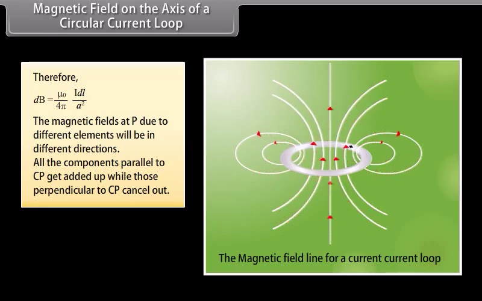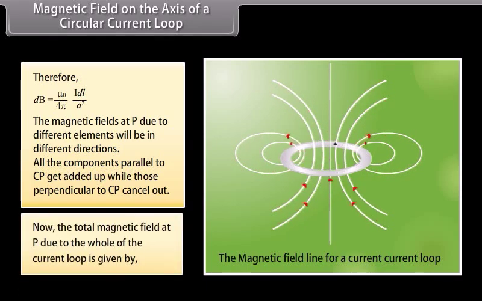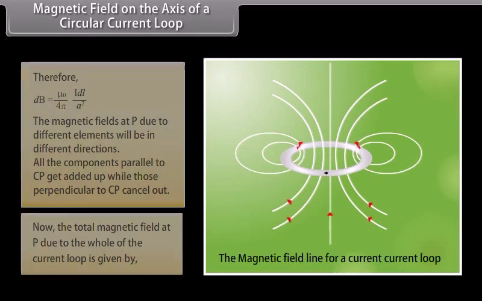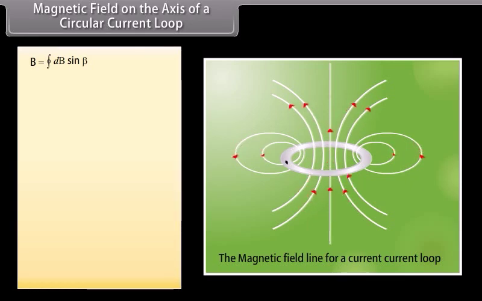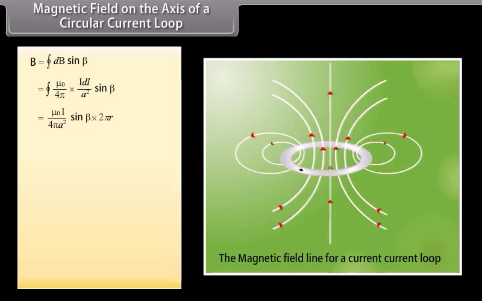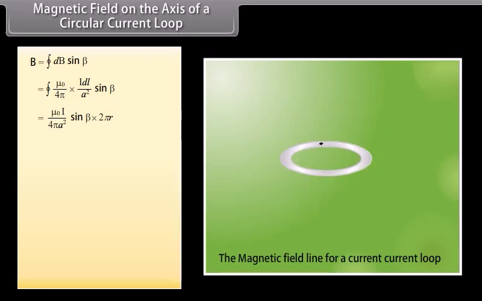All the components parallel to CP get added up, while those perpendicular to CP cancel out. Now the total magnetic field at P due to the whole of the current loop is given by the closed integral of dB sine beta. By putting the values in this equation, we get the total magnetic field at P equal to mu naught I upon 4 pi a square multiplied by sine beta and 2 pi r.